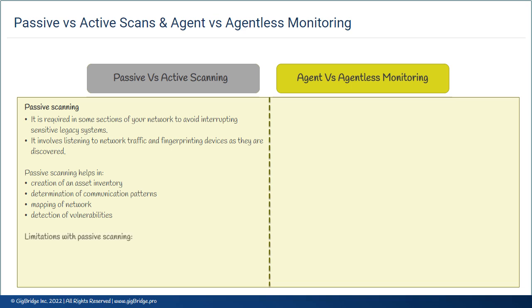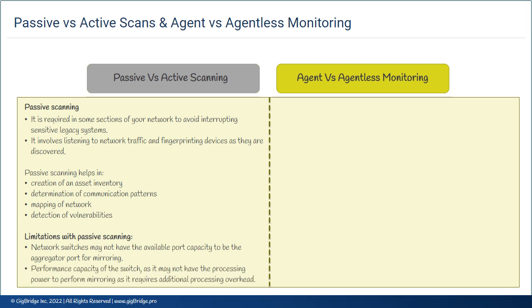However, passive scanning can have some limitations. For example, network switches may not have the available port capacity to be the aggregator port for mirroring. Another limitation includes the performance capacity of the switch, as it may not have the processing power to perform mirroring as it requires additional processing overhead. Due diligence must be conducted to ensure that the switch fabric can support mirroring in order to meet the data collection requirements for cybersecurity and asset inventory.